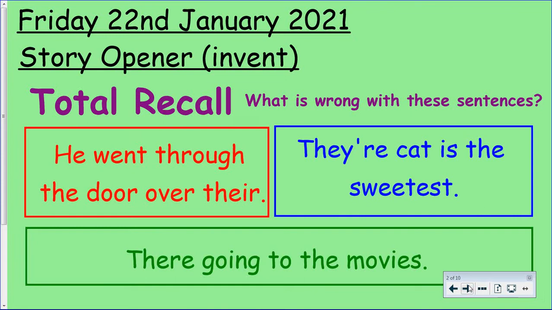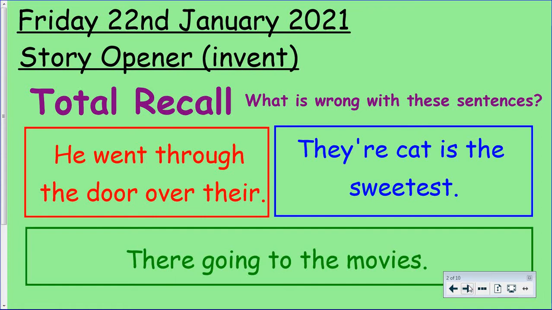So start off with today's date and title. It's story opener again, but in brackets invent, not innovate, so you're going to write your own story opener. And then have a look at the total recall. What is wrong with these sentences today?